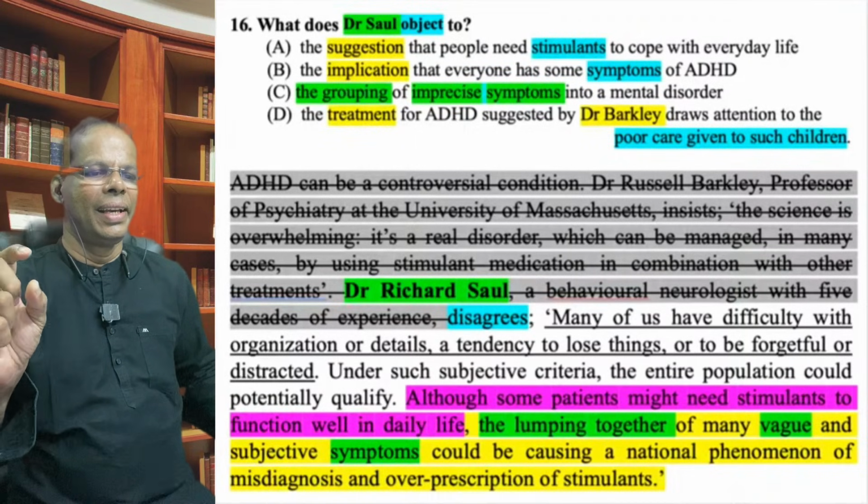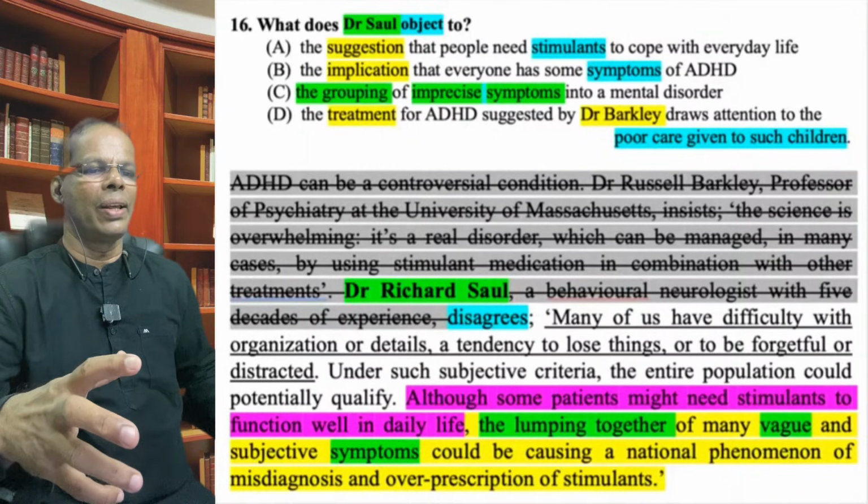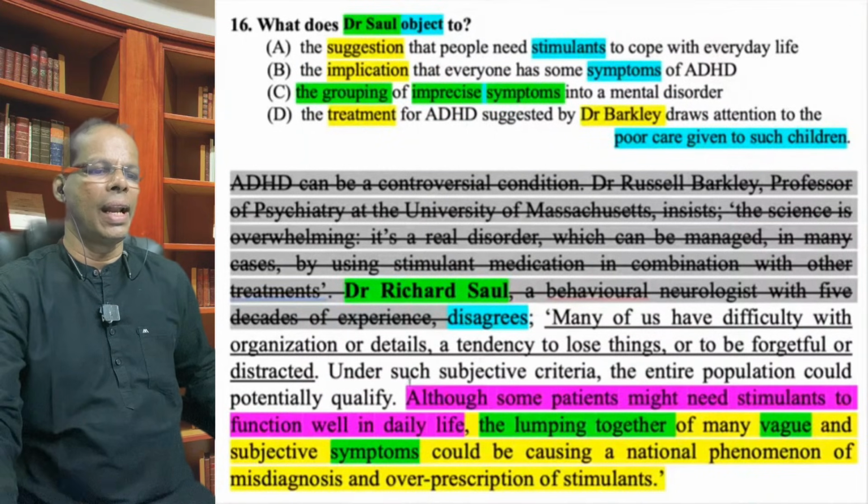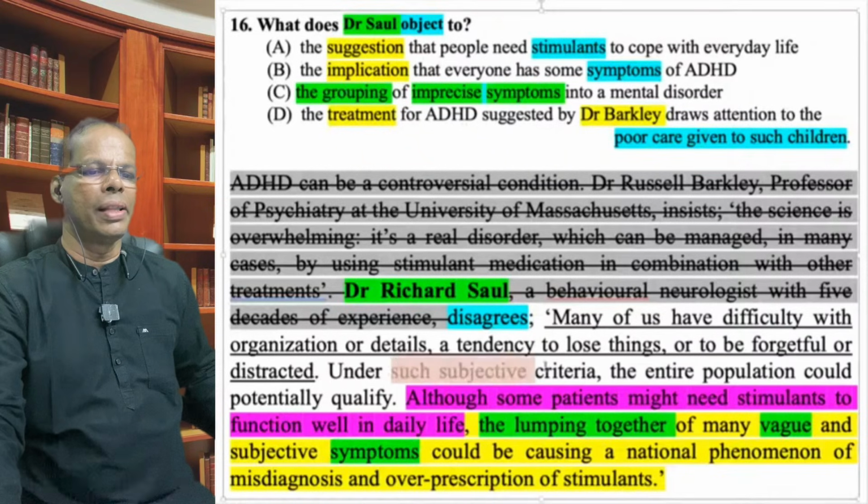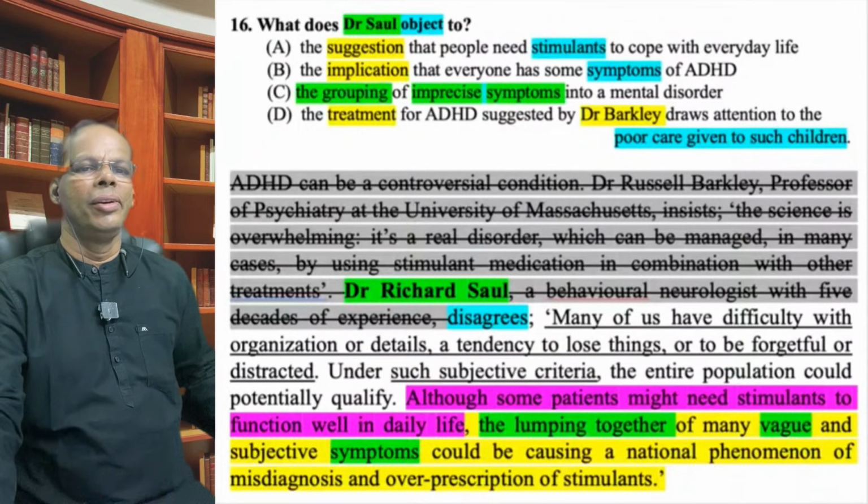Did you get it? Under such subjective criteria, such means all the above that I underlined. The entire population could potentially qualify, meaning potentially qualify to be mentally disordered people. So although some patients might need stimulants to function well in daily life, the lumping together of many vague and subjective symptoms could be causing a national phenomenon of misdiagnosis and overprescription of stimulants. The grouping of imprecise symptoms into a mental disorder.